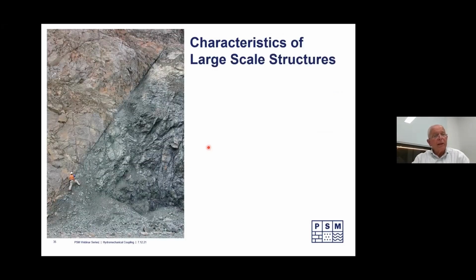Let's look at a really large structure. And this is a regional structure that's exposed here. You can see there's 2 completely different rock masses. And I don't think that man's in accord with current safe work practices. But anyway, we needed to get some information.